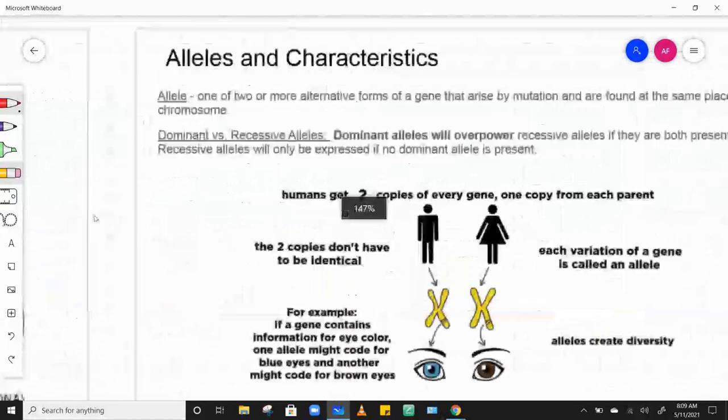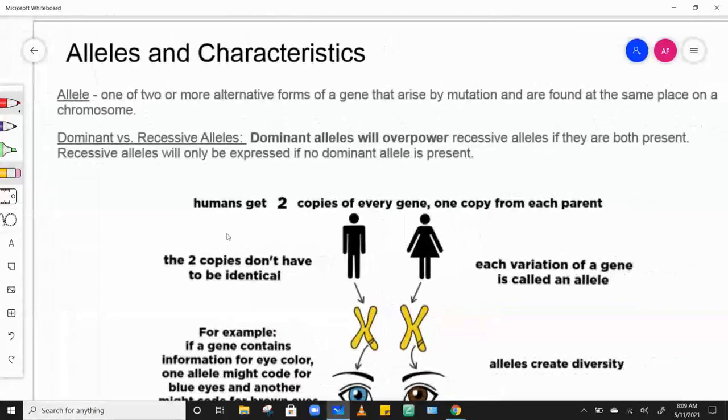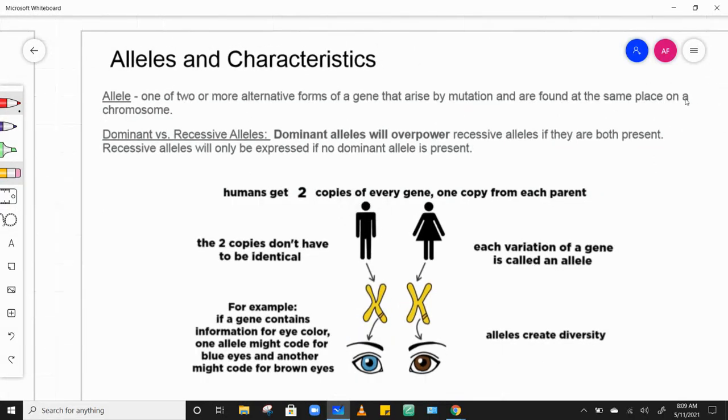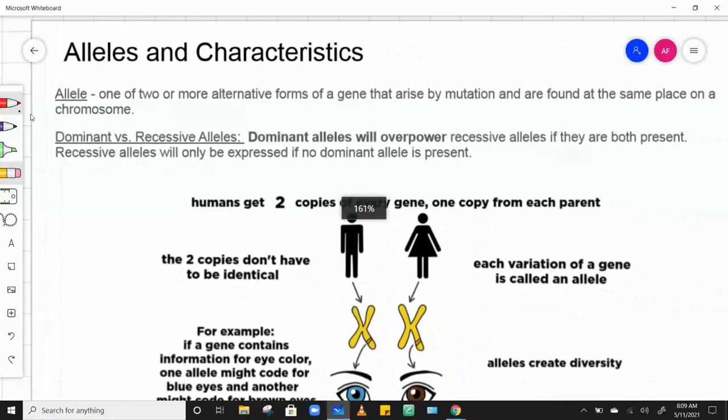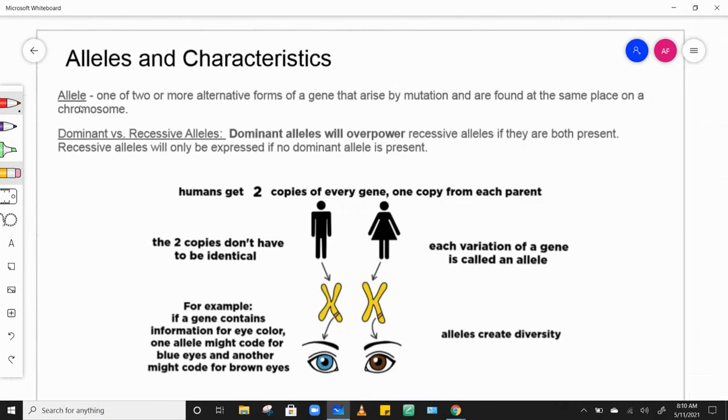Okay, now alleles. Again, alleles are one of two or more alternative forms of a gene that arise by mutation. They're found in the same place on a chromosome. Sometimes genes have just two types of alleles, but a lot of times there's more than two, right? For example, eye color has quite a few. There's brown eyes, blue eyes, green eyes, even amber eyes. I think amber is actually a combination of different genes, but usually there's two alleles, sometimes there's more.